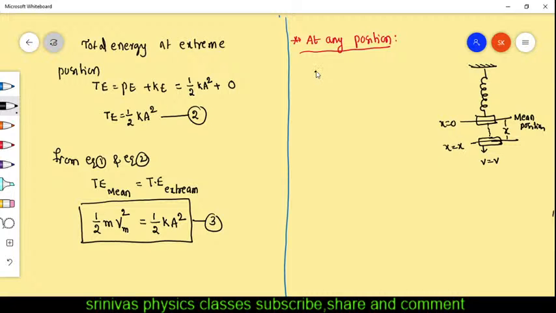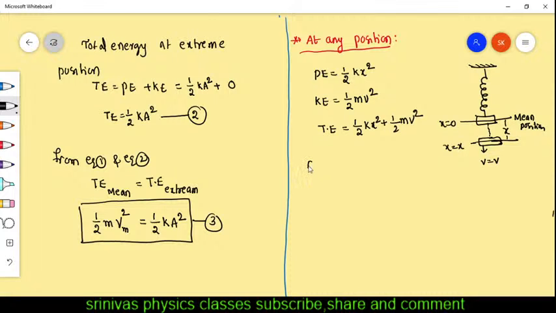At any position, total energy I want. For the potential energy we write half k x square, because at any position displacement is x, and kinetic energy we write is half mv square. Then total energy is half k x square plus half mv square. At the mean position it has only kinetic energy. At the extreme position it has only potential energy. But in the middle of the mean and extreme position, it has both potential energy and kinetic energy. Then we have to add them for the total energy.